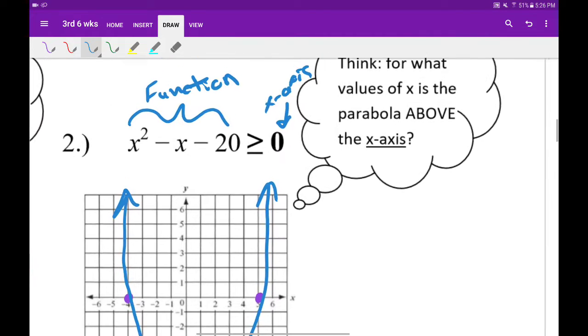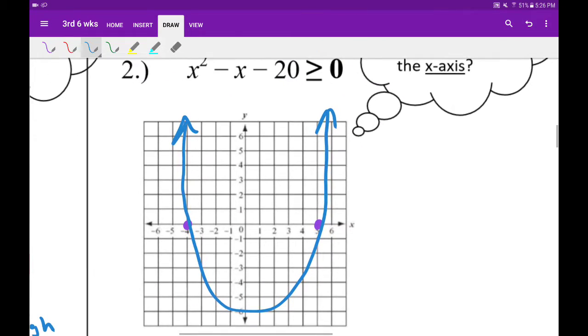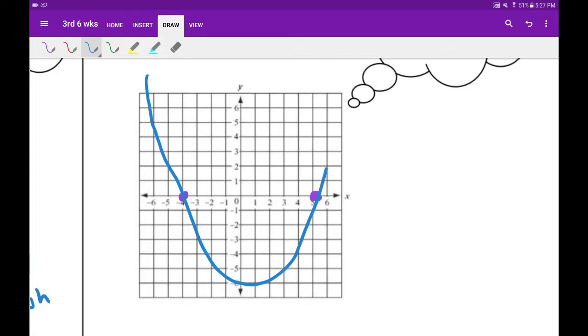Okay, so on this one it says, think for what values of x is the parabola above the x-axis. That's because the function is greater than. So when we're looking at above the x-axis, we already know that this vertex part of it is below it. So above, you just take, maybe if I draw a better parabola, this will work out better. So my parabola should do something more like this. That's a bad one too. There we go, that's a little better.